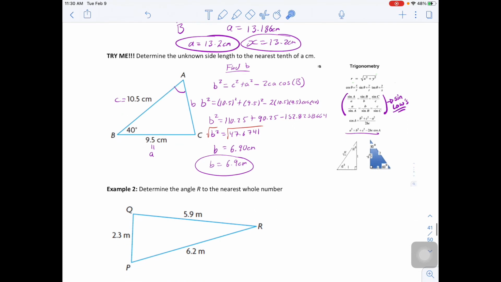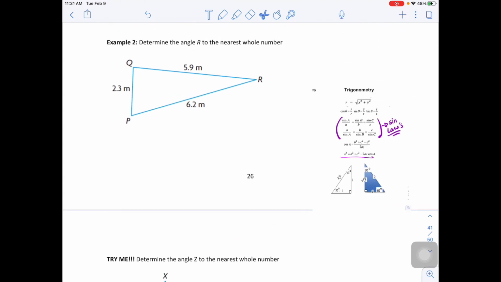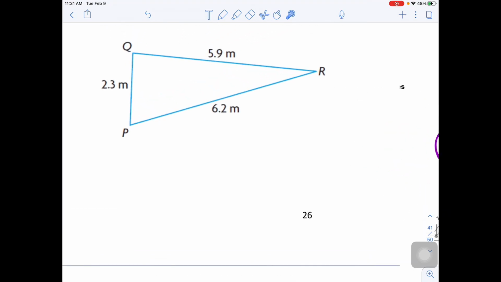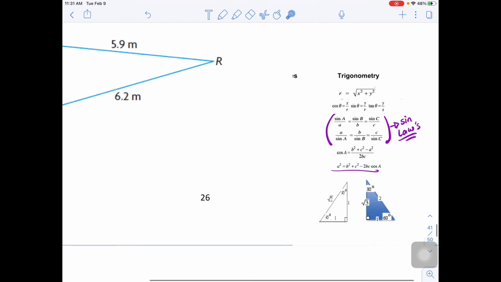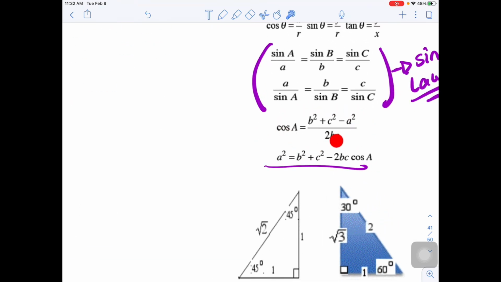So let's move forward into some new examples here. So let's look at example 2. Example 2 says determine the angle R to the nearest whole number. So in this case, notice you have been given no angles. If you were given one of these angles, you could just use the sine law, which is way easier. But since you have no given angles, but you have every single side length, you can use the rearrangement of the cosine law.